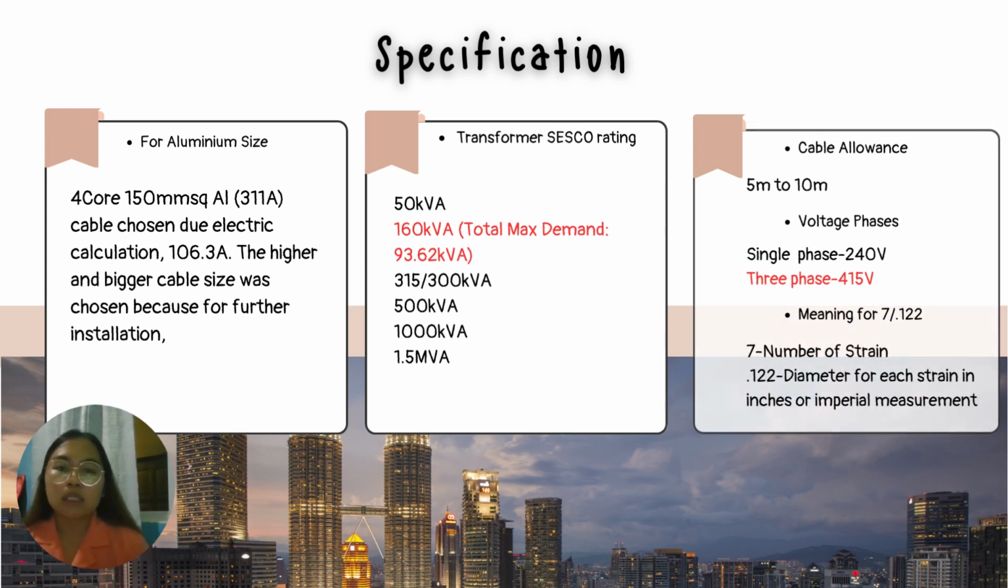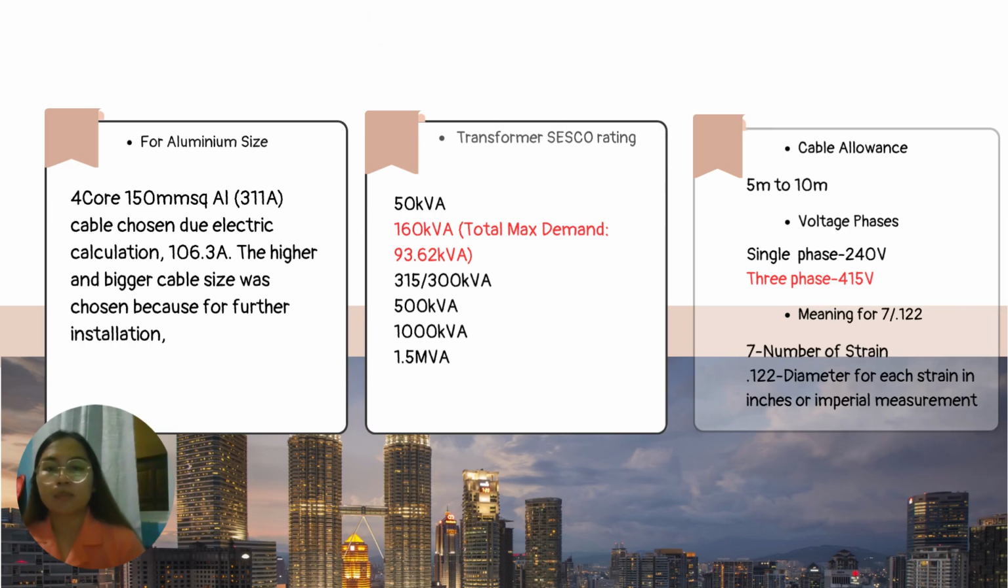For the voltage phases, there are two types, which are single phase and three phase. For single phase, it is 240 volt, and for three phase it is 415 volt. The meaning of 7/1.22 is 7 number of strands, and 1.22 is the diameter of each strand.